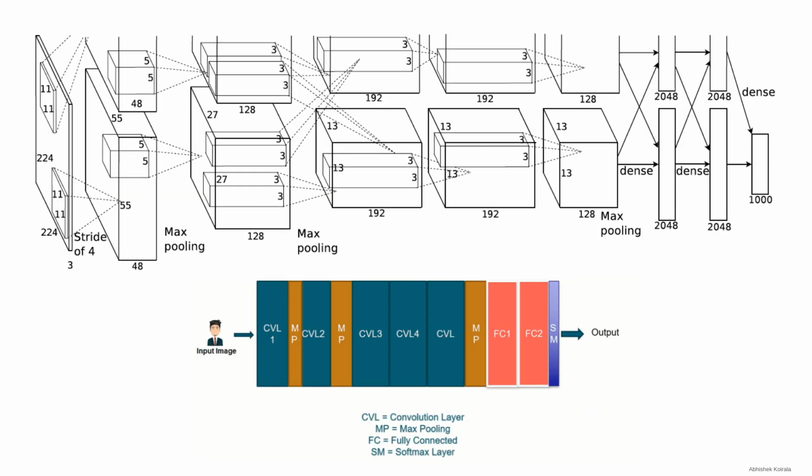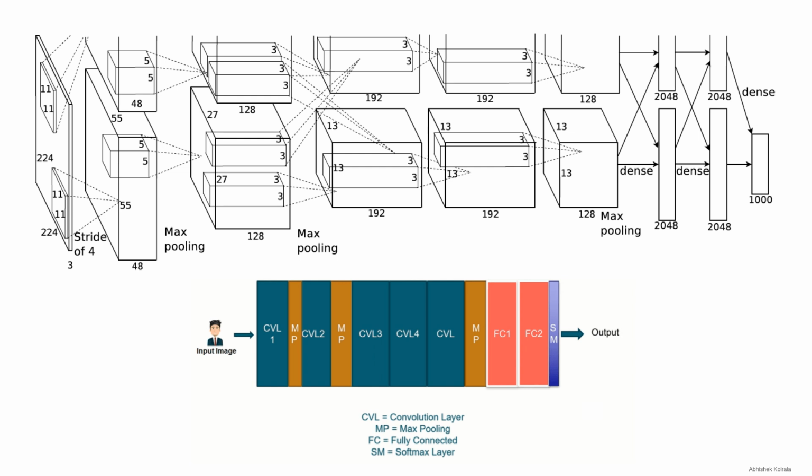Now, we'll talk about the architecture itself. AlexNet is a deep CNN with 8 layers. The first 5 are convolutional layers, and the last 3 are fully connected layers. To make it easier to understand, we're going to break this down layer by layer.